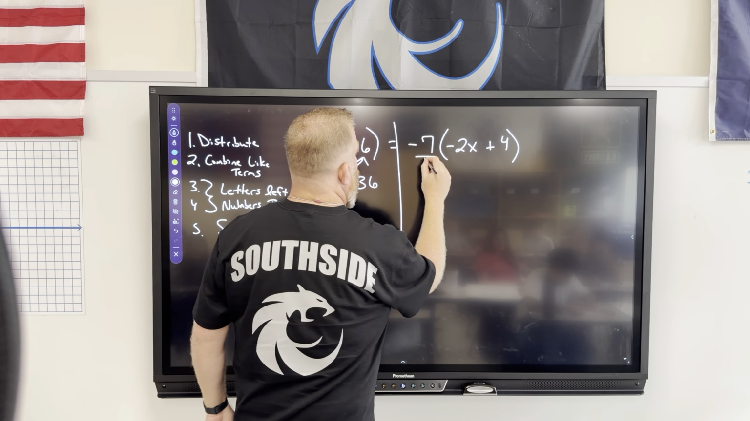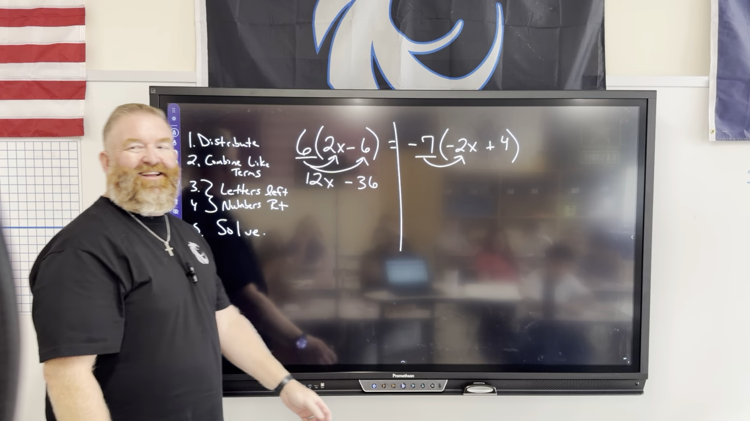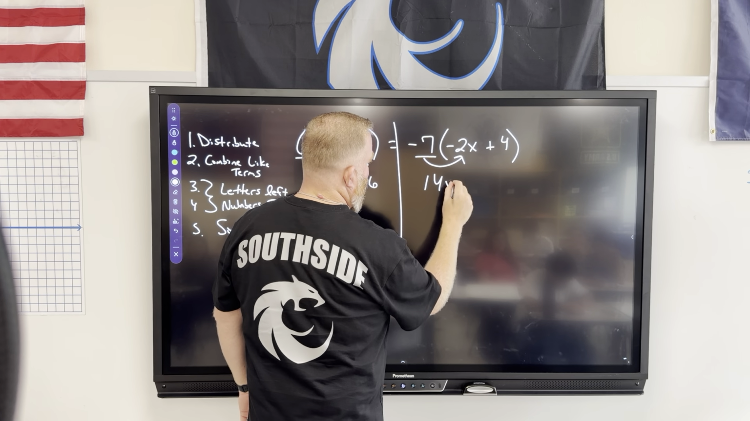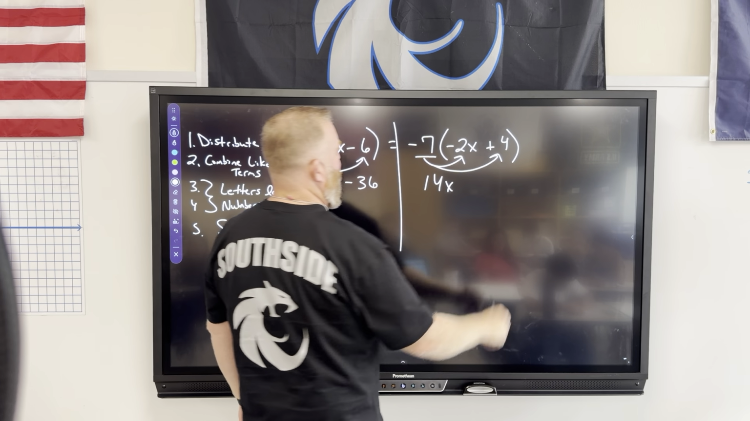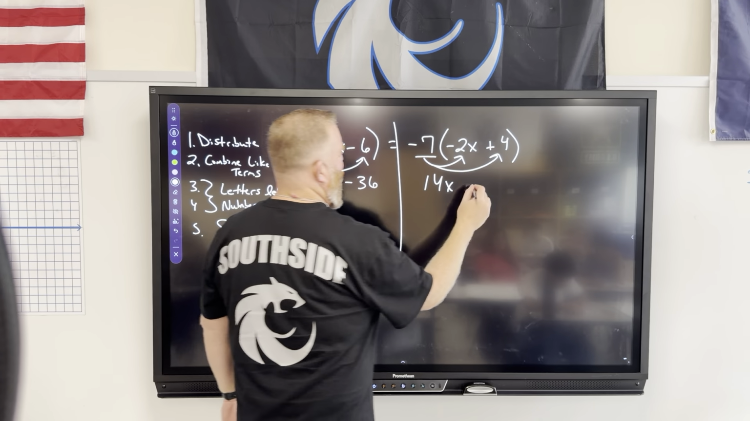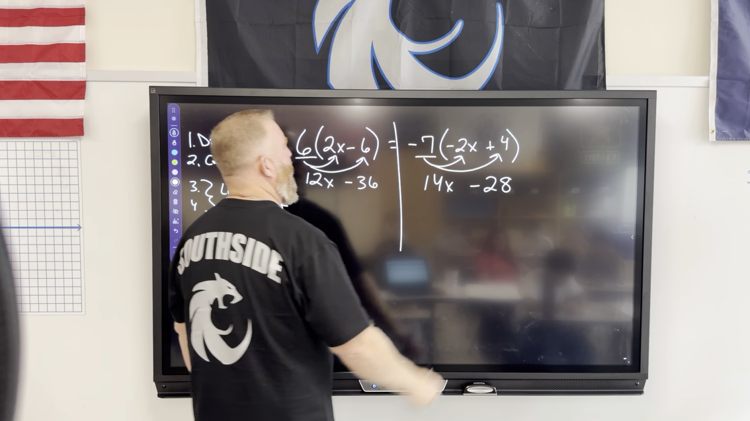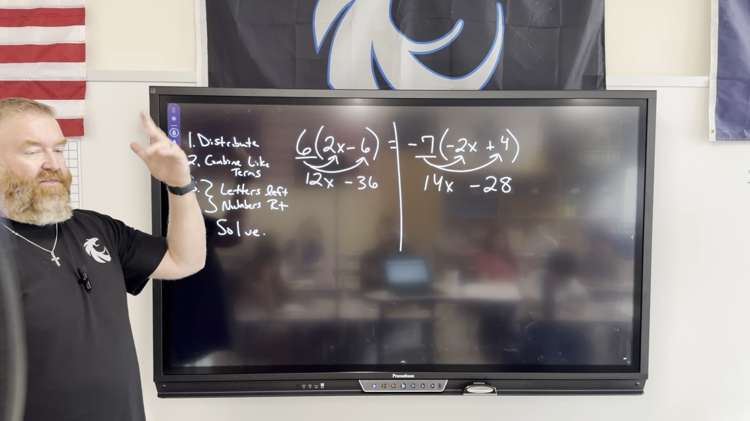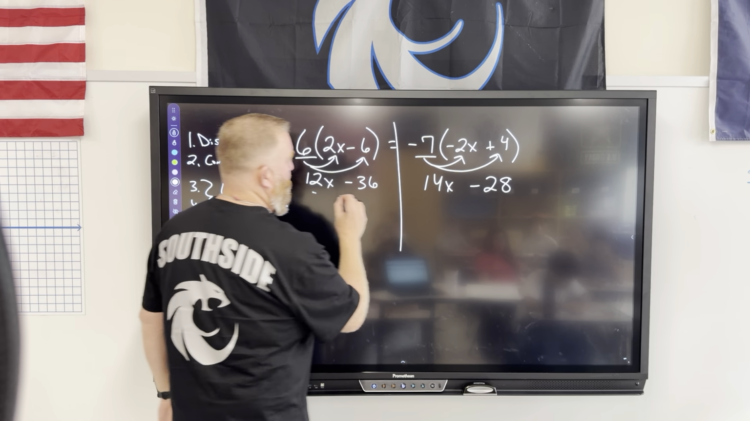All right, what's negative 7 times negative 2? Positive 14x. What is negative 7 times 4? Negative 28. All right, I do that all the time. Okay, so here we go. Now we combine like terms. There's nothing to do. Now what?